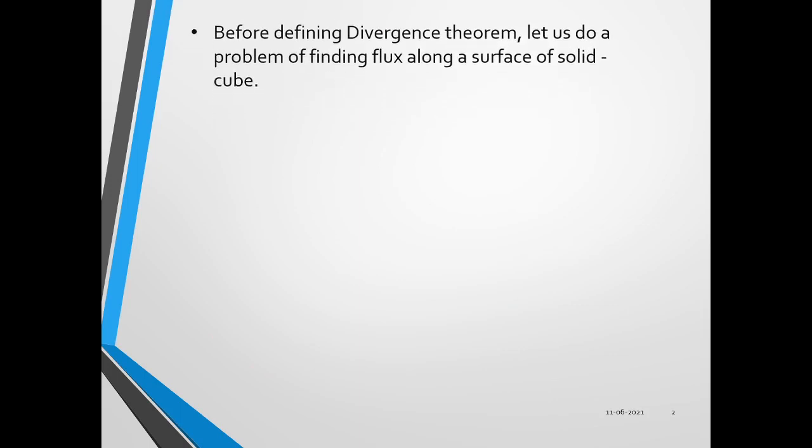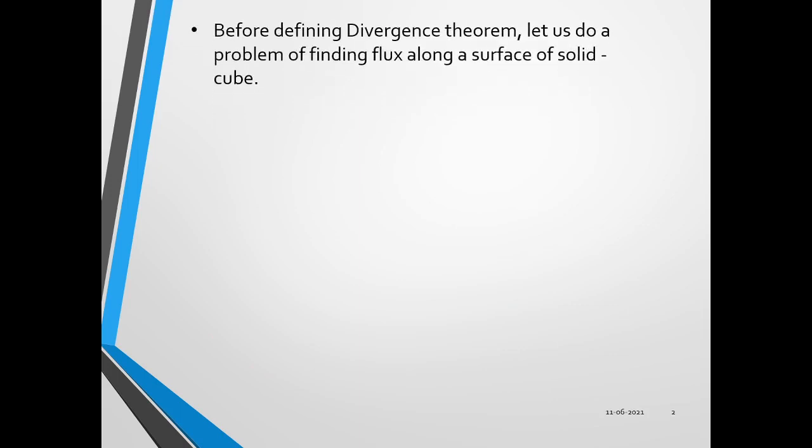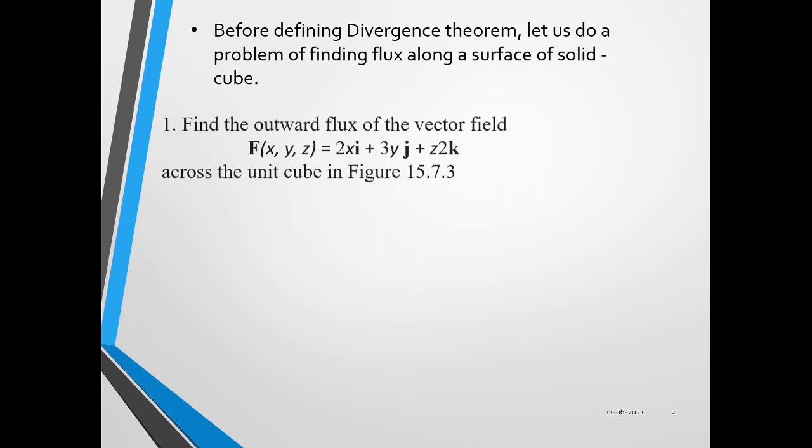So now, before defining the divergence theorem, let us do a problem of finding flux along the surface of a solid cube. That means we will do a problem using the method we did in the last class, and then we will do the same problem using the divergence theorem, and you can find the difference and the easiness. How easy it is for us to do it using the divergence theorem. So we will do a problem.